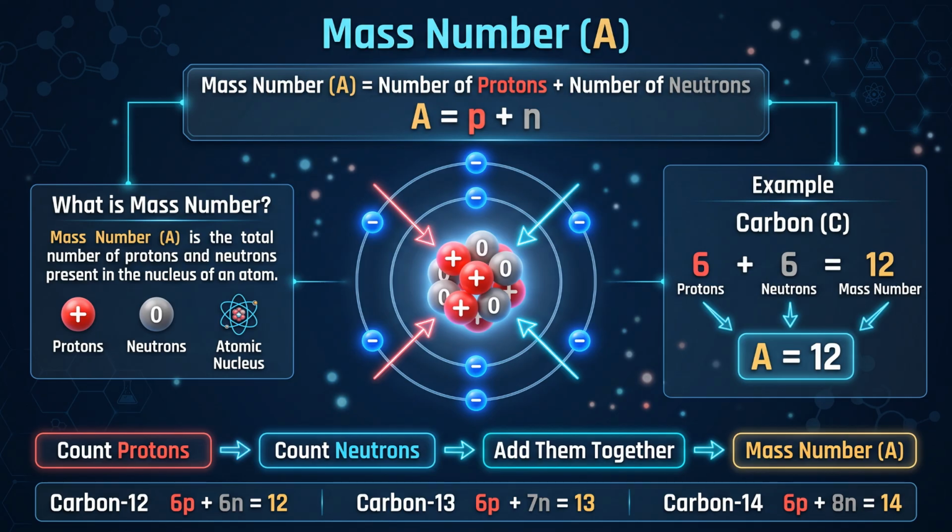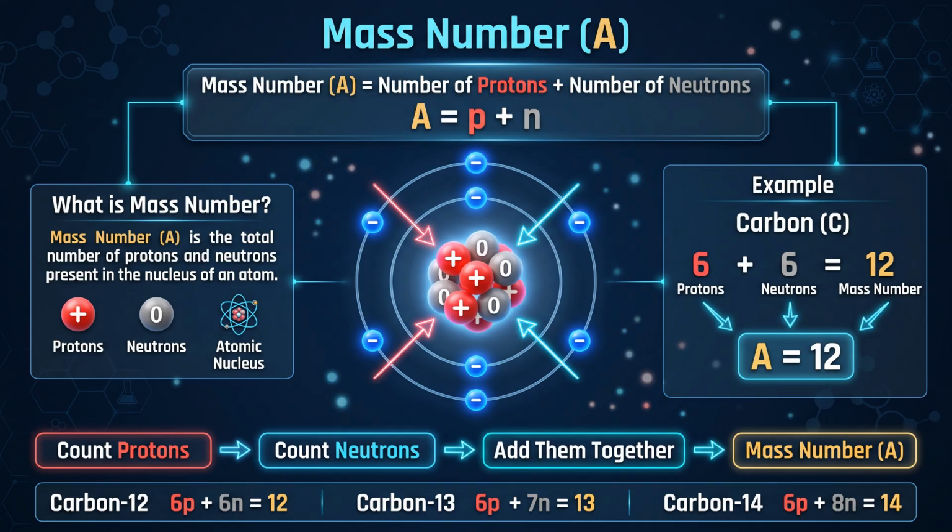This example demonstrates an important scientific principle. Changing the number of neutrons changes the mass number but does not change the identity of the element. On the other hand, changing the number of protons changes the atomic number and creates a completely different element. Therefore, protons determine the identity of an element, while neutrons mainly affect its mass and nuclear stability.